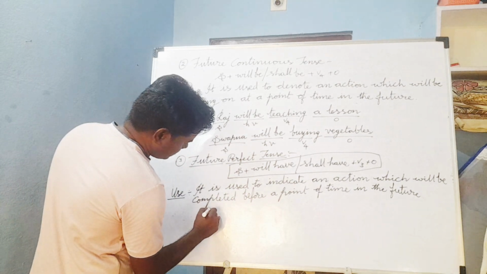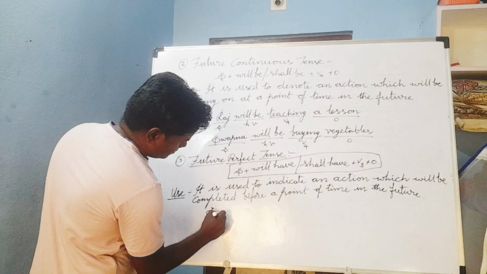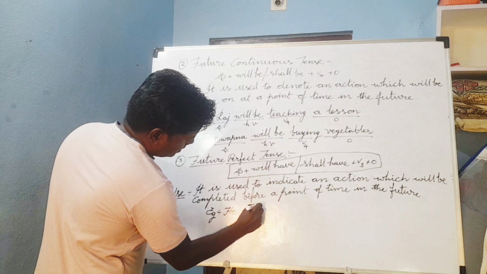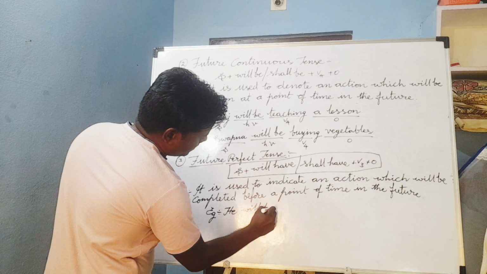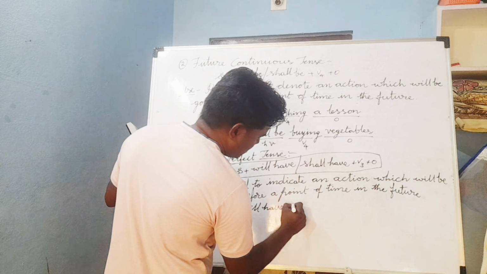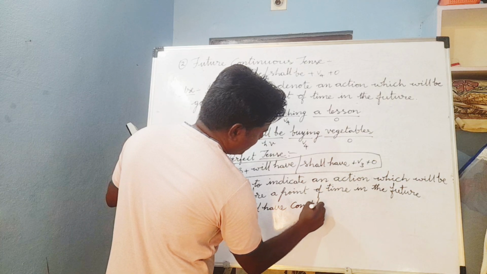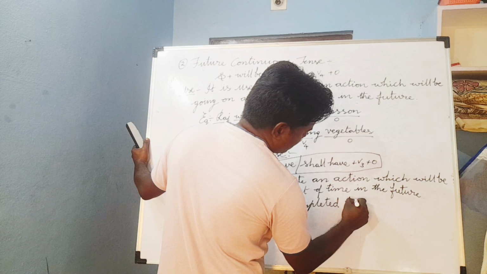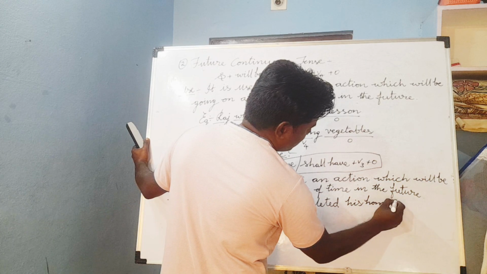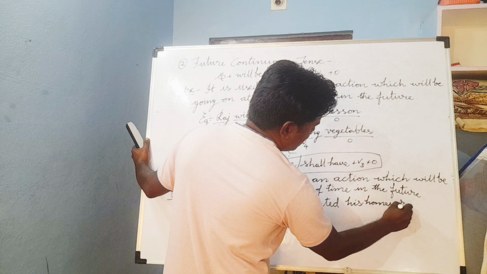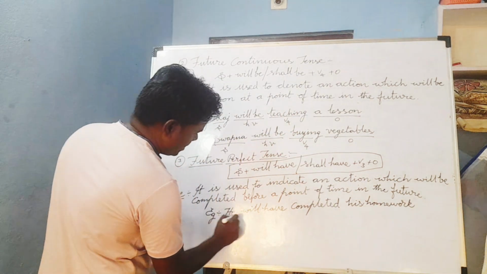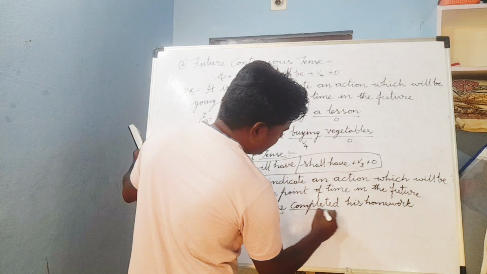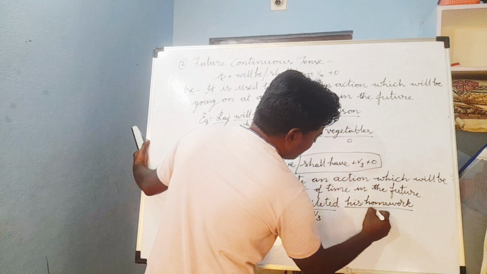Example: He will have completed his homework. Here, he is the subject, will have is the helping verb, completed is the V3 form, and his homework is the object.